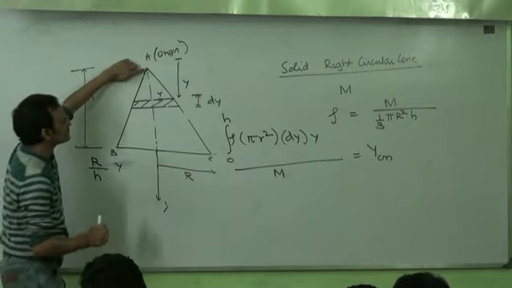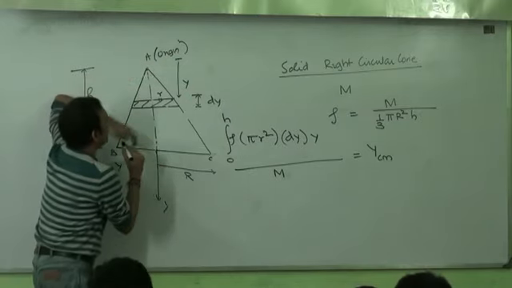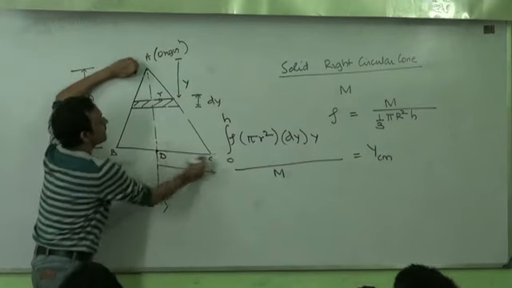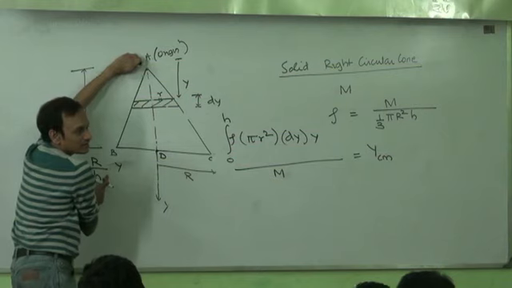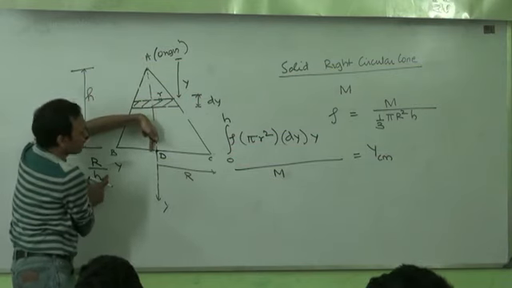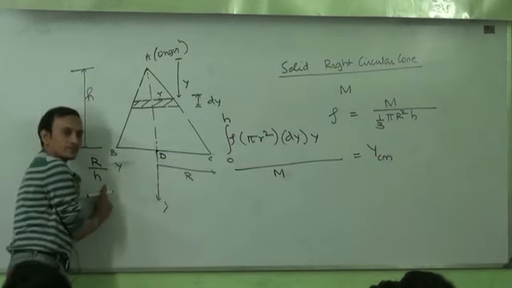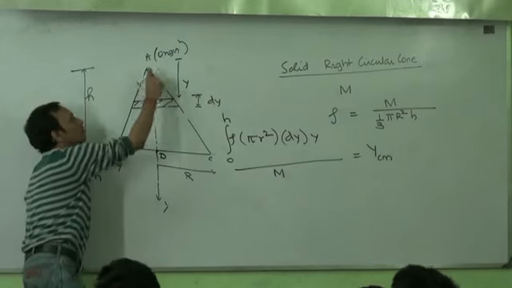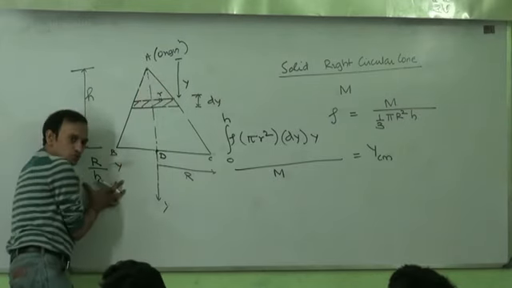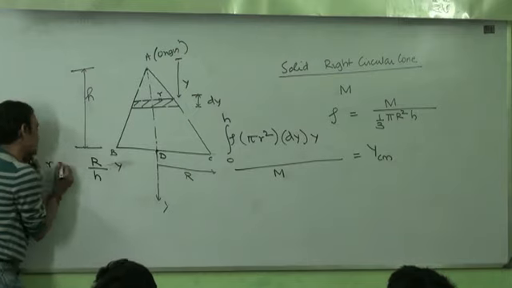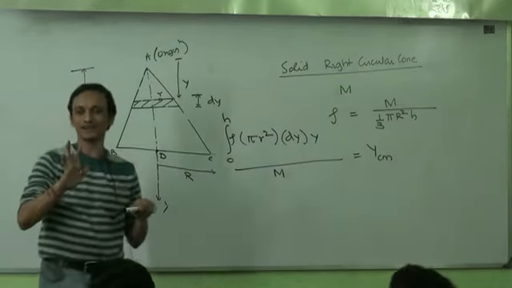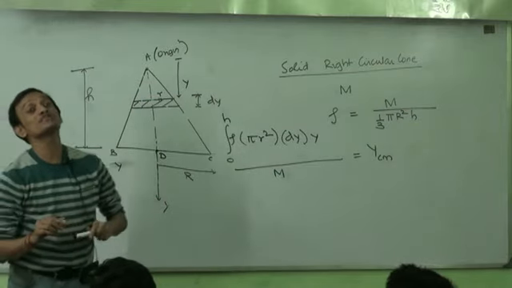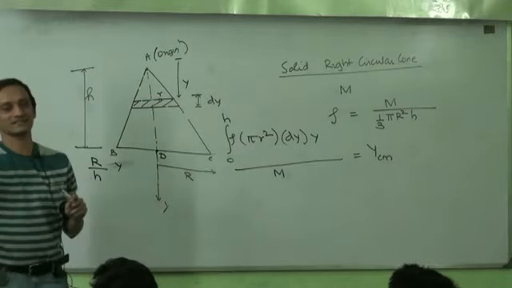From A to D, the radius increases by capital R. Increase in radius per unit distance in the y direction is r by h, right? So for a change in distance y, this would be the increase in radius, so this must be small r. Otherwise, if you're averse to this, then use similar triangles.